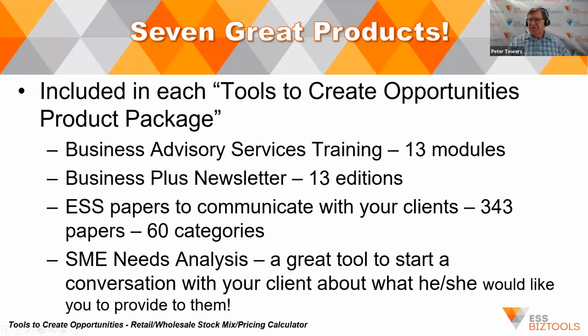We have 343 papers which we've prepared on 60 different categories. This is out of 580 papers in our total system. This package gets 343 of them. A subscriber can badge the papers, sell them or give them away to prospects and clients.